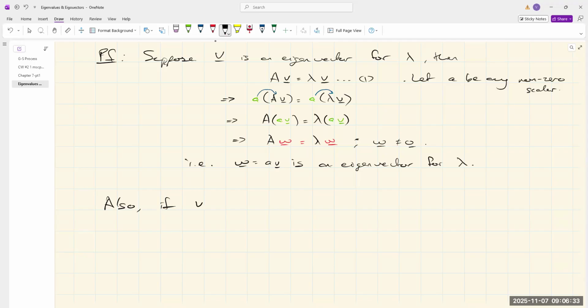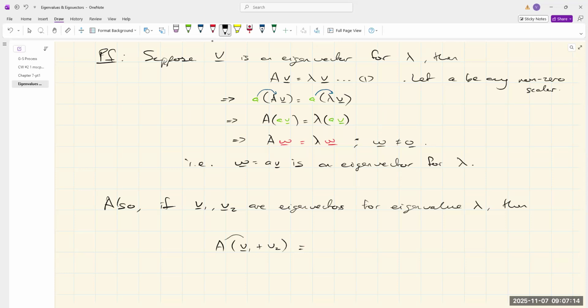Also, if V1 and V2 are eigenvectors for eigenvalue lambda, then what happens if I do, let's look at what is A multiplied by their sum. And let's look at what we get. So add two eigenvectors together and then apply A to it.